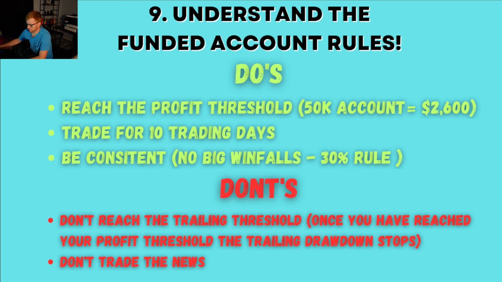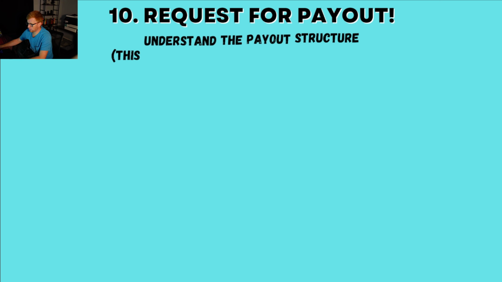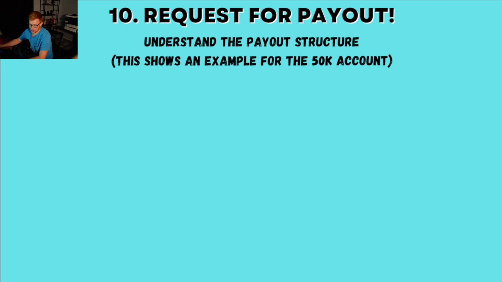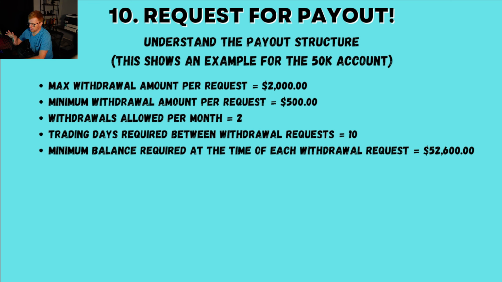So moving on, the request for payout. So let's say you trade your funded account, you get to your profit threshold or maybe above it, and you decide, hey, I want to take a payout now. Here is the process. I'm going to try my best to explain this. They obviously have videos that pertain to this as well, but I'll try and explain it in layman terms as good as I can. Basically the max withdrawal amount you can take, this is on a $50,000 account.